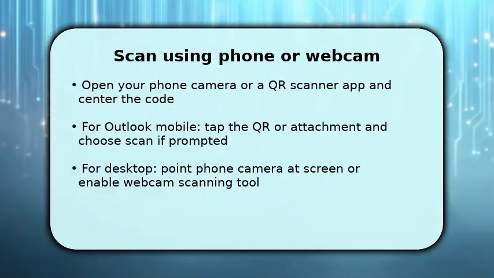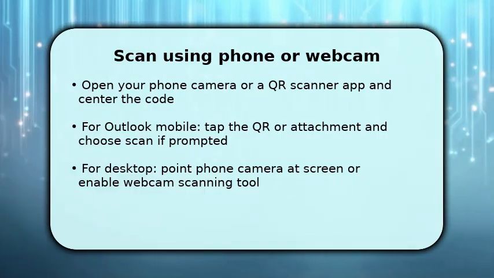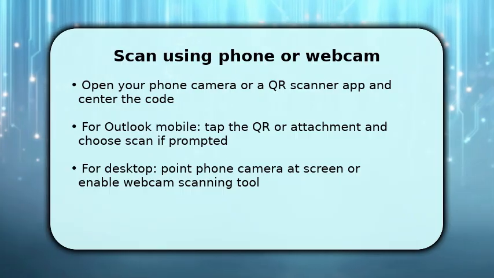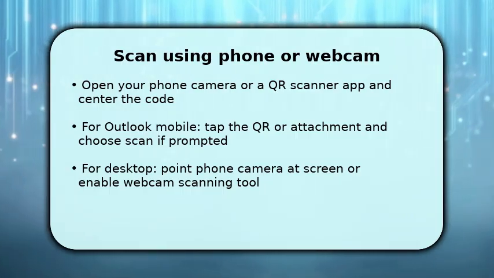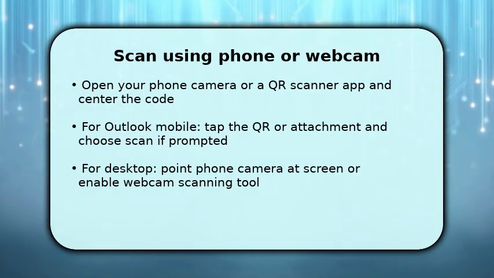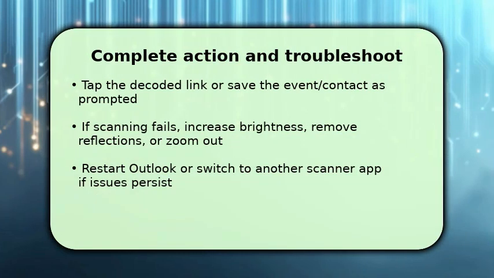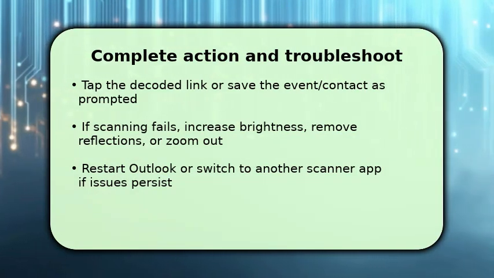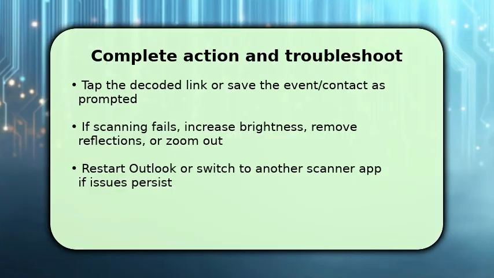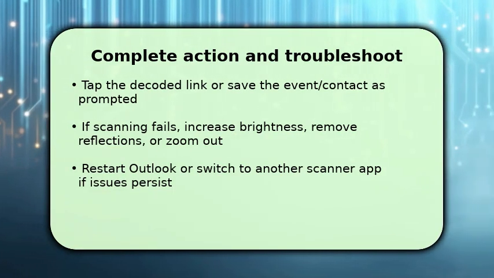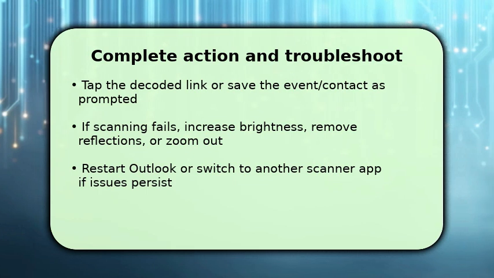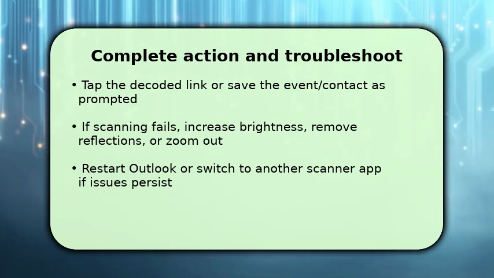If you're on desktop, position your phone a few inches away and angle to avoid glare. For Outlook Mobile, use the in-app scanner to keep context and save the result to the correct account. After decoding, follow the prompt to open the link, add a calendar event, or save contact details. This completes the workflow.